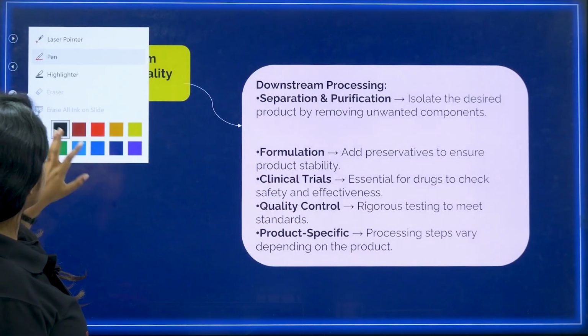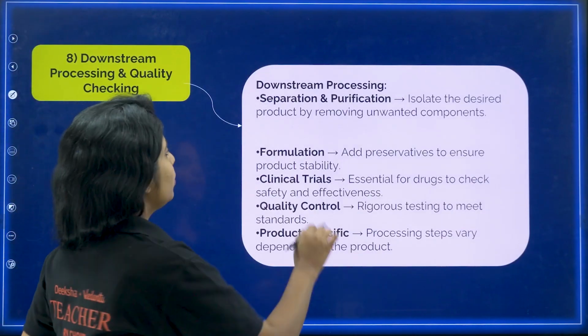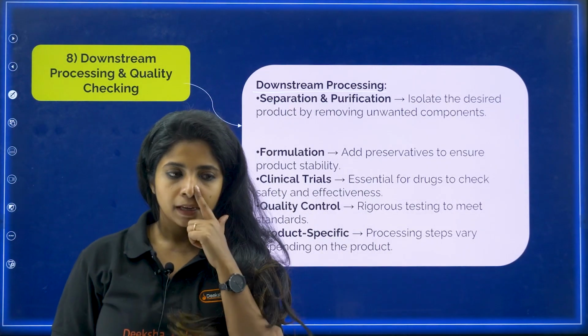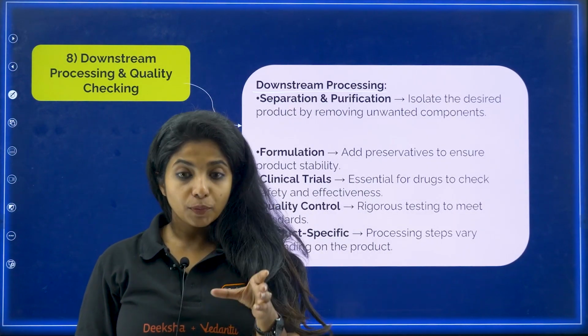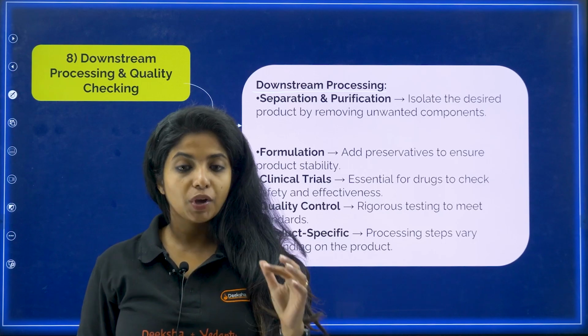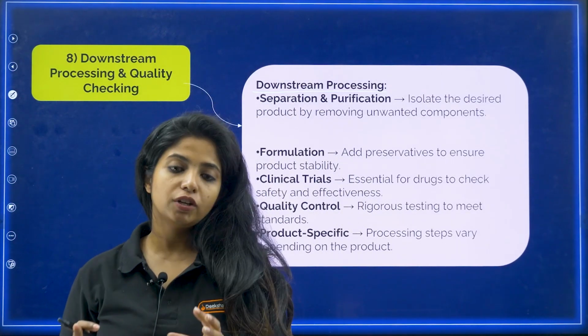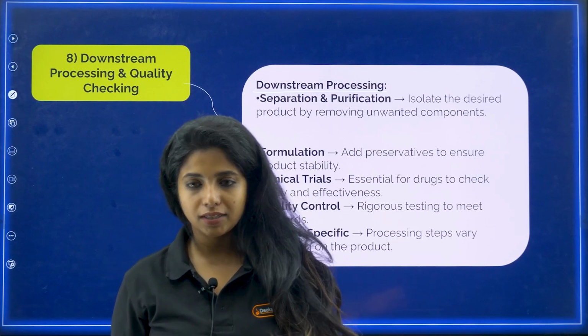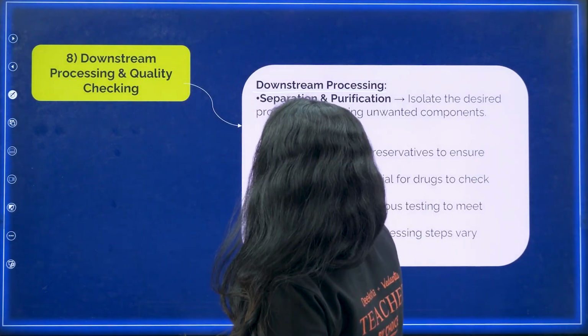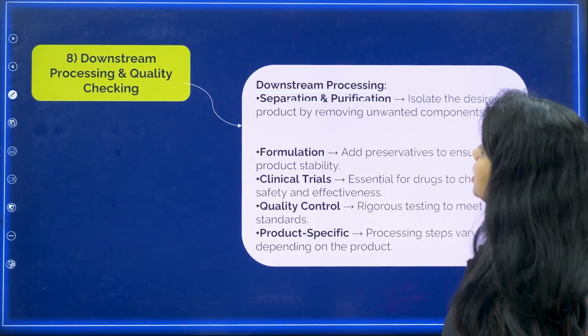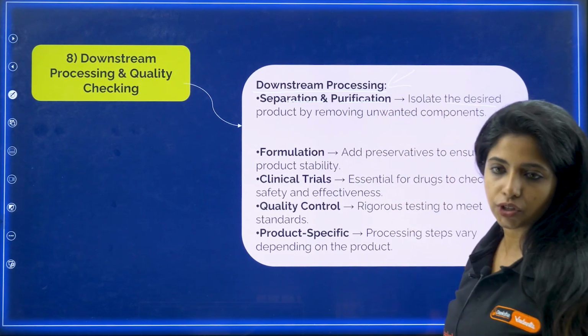Now, after you're done with the whole process, you are going to do downstream processing. What do you mean by downstream processing? Basically, you want the protein. You want to take that protein, so you have to separate things and purify it. You have to make sure that it's just the protein that is going to come, not anything else. So this process, which involves separation and purification, is known as downstream processing.